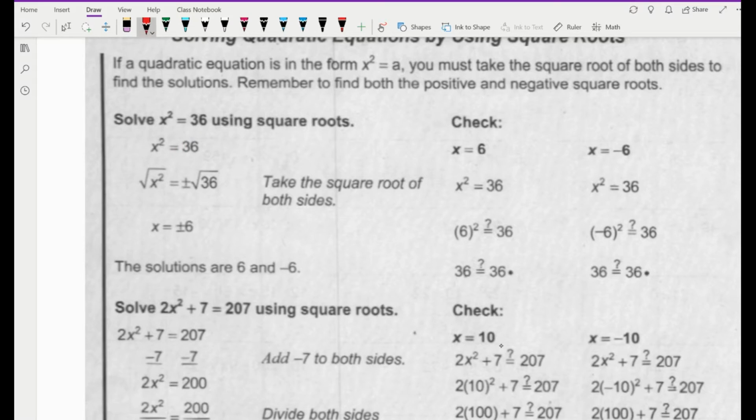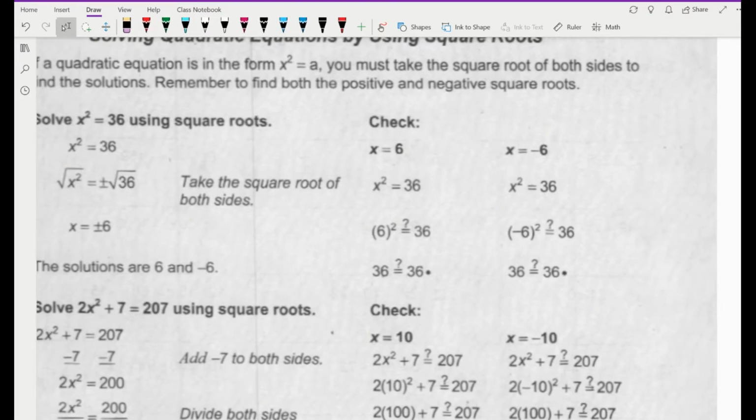If you plug in positive 6 right here into the x squared, we will get 36. And 36 does equal 36. If we plug in minus 6 squared, we'll still get a 36. And 36 equals 36. So both values do check. And that's what they showed over here on the right side of the page.